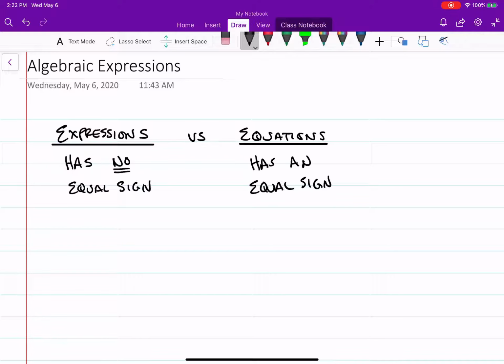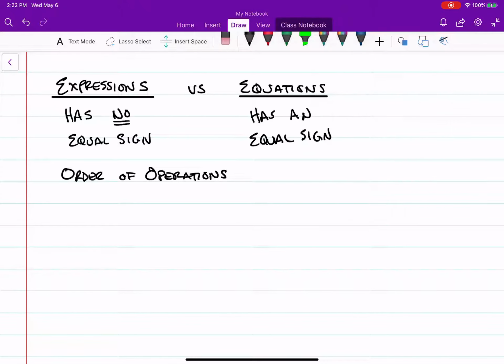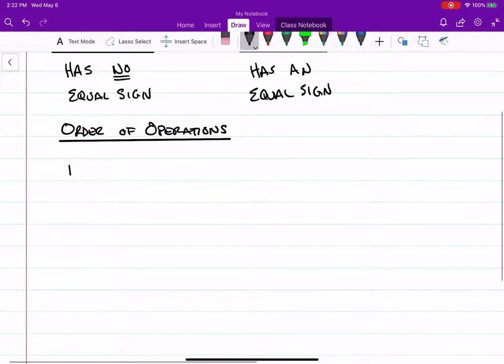The next thing I want to talk about is the order of operations. That's the other vocab that you're going to need to know. Now, this is something that a lot of people make mistakes with, so that's the reason why we're talking about it. Now, you guys remember this as PEMDAS. Please Excuse My Dear Aunt Sally is the other way.